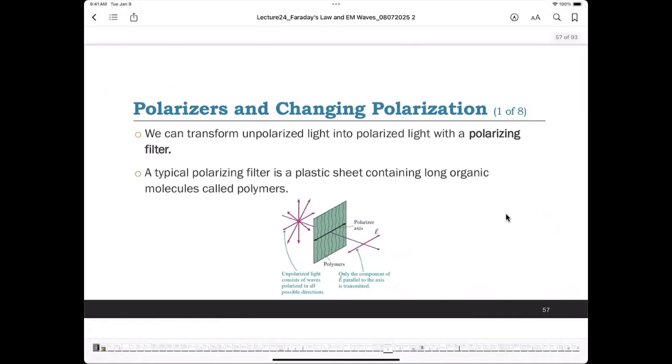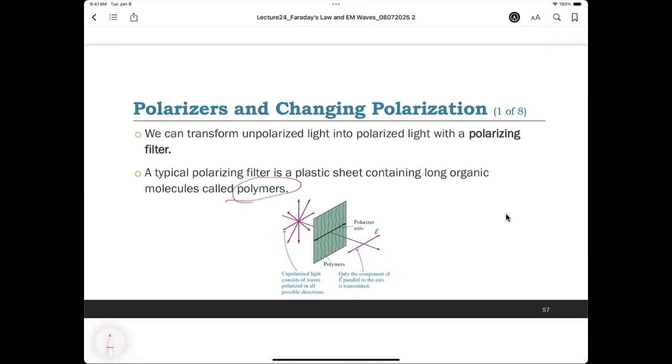Let's talk about polarizers and changing polarization. We can transform unpolarized light into polarized light with a polarizing filter. A typical polarizing filter is a plastic sheet containing long organic molecules called polymers.